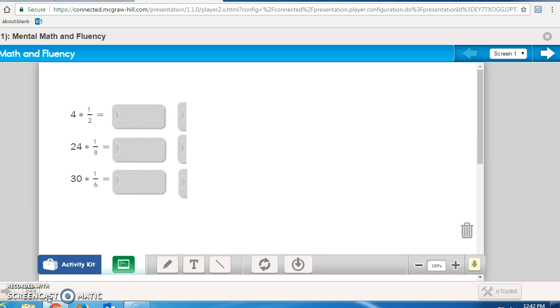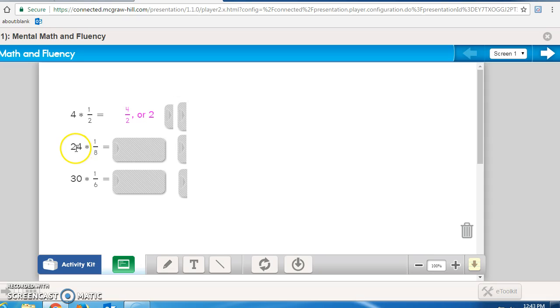Multiplication of whole numbers with fractions. In the previous videos, I showed you how to do this, so I hope you are practicing them the way that I showed you so that this doesn't seem overwhelming or scary in any way. 4 times 1/2. Well, if I simply take 4 and multiply it by the numerator, I get my answer, 4 halves. 4 halves equals 2 wholes because 4 divided by 2 is 2.